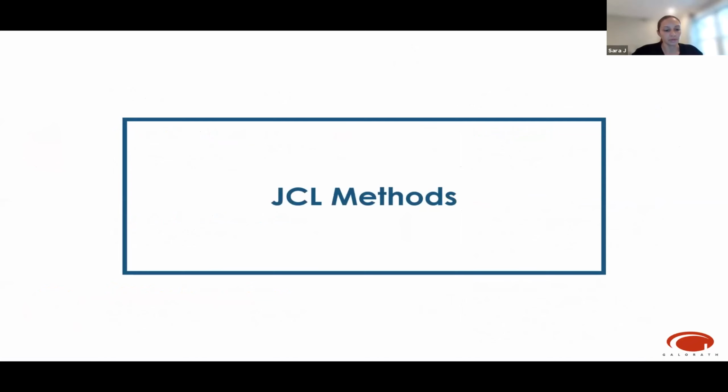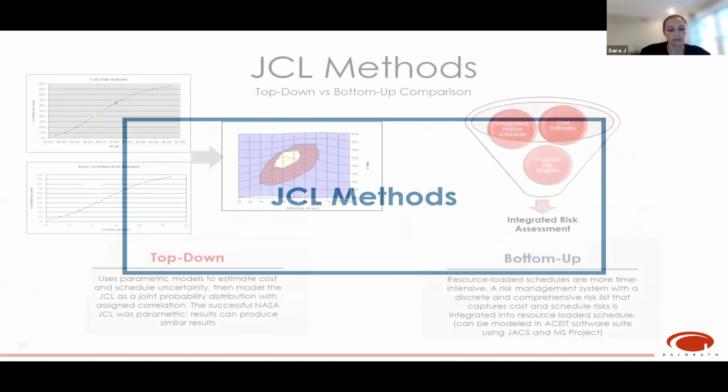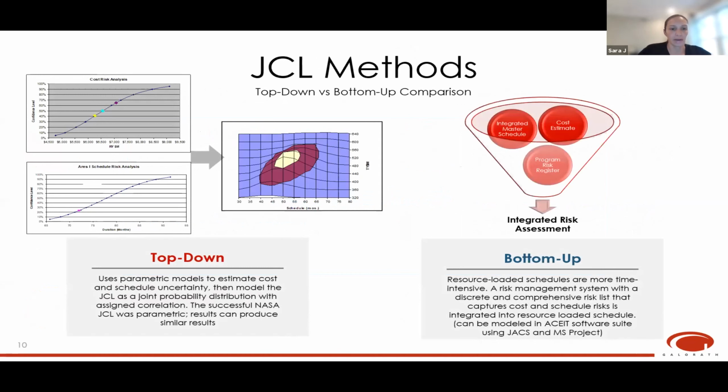So now we'll talk about the 2 different JCL methods. The first one is the top-down approach, and the next one is the bottoms-up approach, which many of you are probably more familiar with. For the top-down approach, the parametric method would start with a cost and schedule estimate. Uncertainty analysis is applied to each of the cost and schedule estimates to generate 2 separate S-curves, or cumulative probability distributions. The 2 S-curves would be combined using joint probability methods to develop a joint probability distribution.